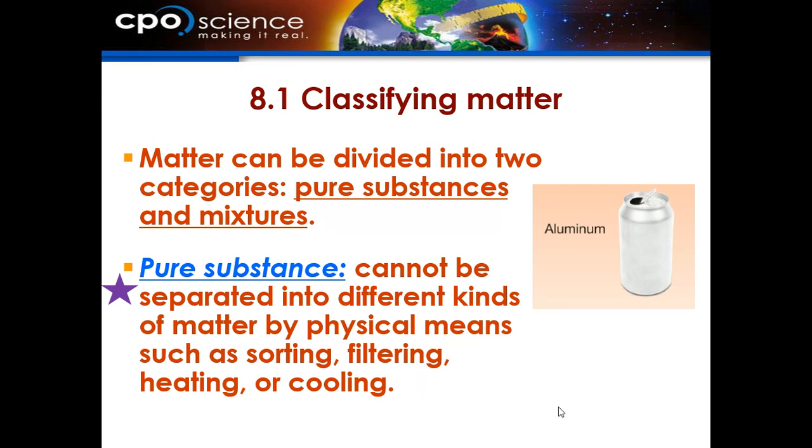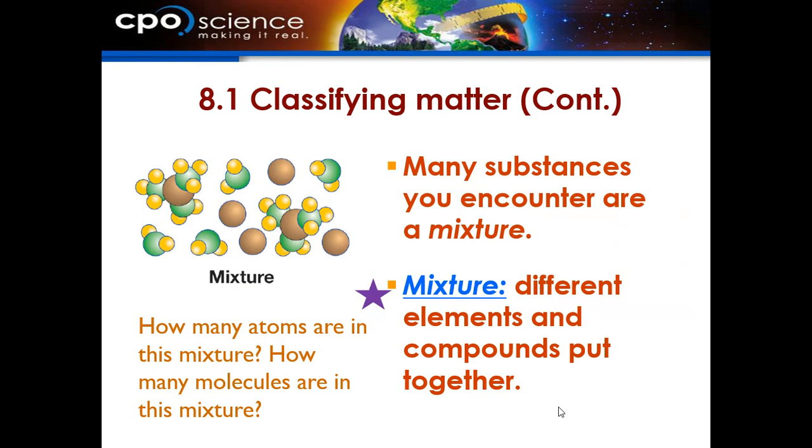If I were to separate out the hydrogen and the oxygen, I need to hook it up to some electricity, and then I can separate out that hydrogen and the oxygen. But that is a chemical change and not a physical change. There's a chemical reaction that's occurring there. So the pure substances cannot be broken down physically. We need to change them chemically.